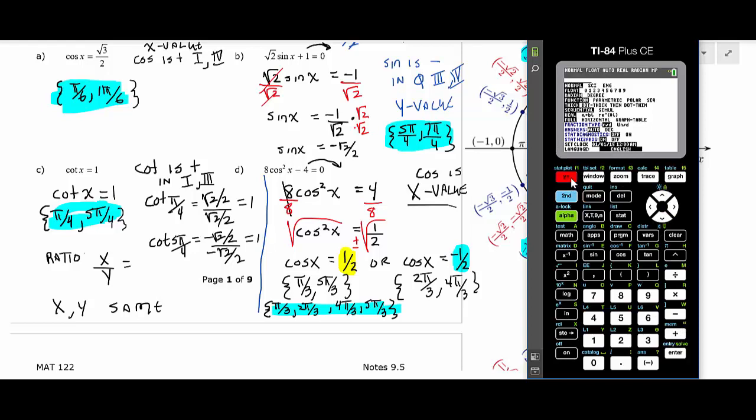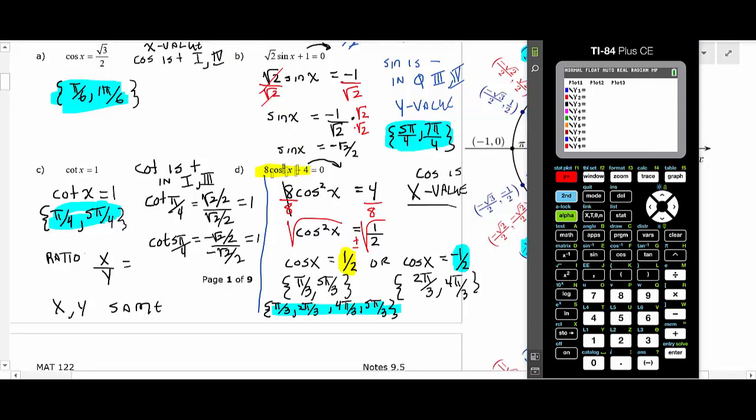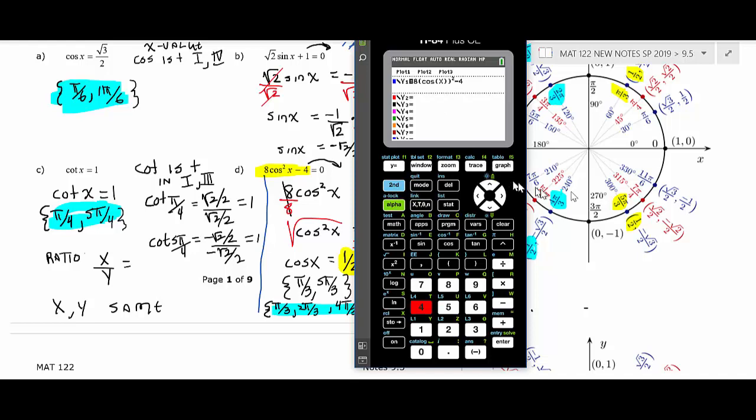And when we go to y equals, we want to just put in the left side of this equation. This is at least one way to look at this problem. And so what we'll do is we put in 8. Now we have to square the cosine, so you have to go parentheses, cosine x, double up on the parentheses and square. That's how that has to be put in. And then you do -4, like that.